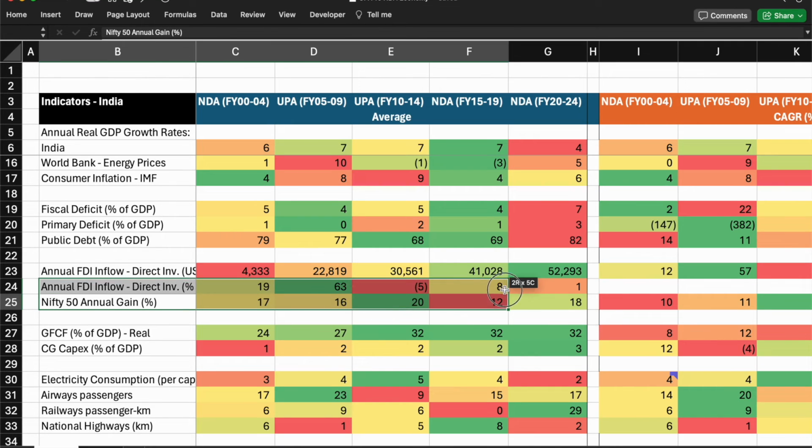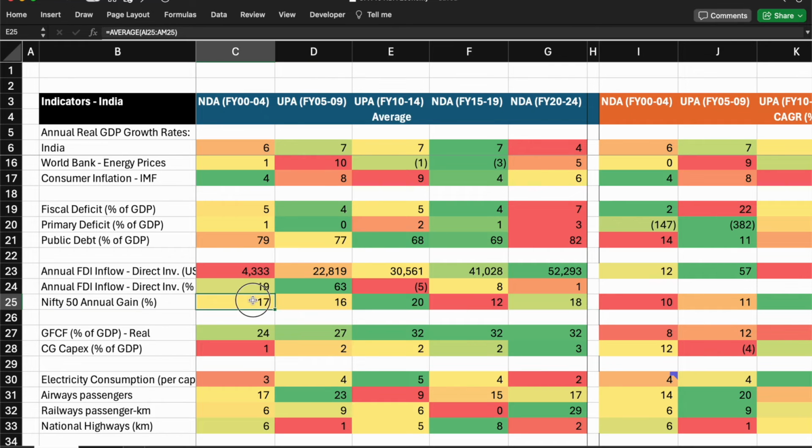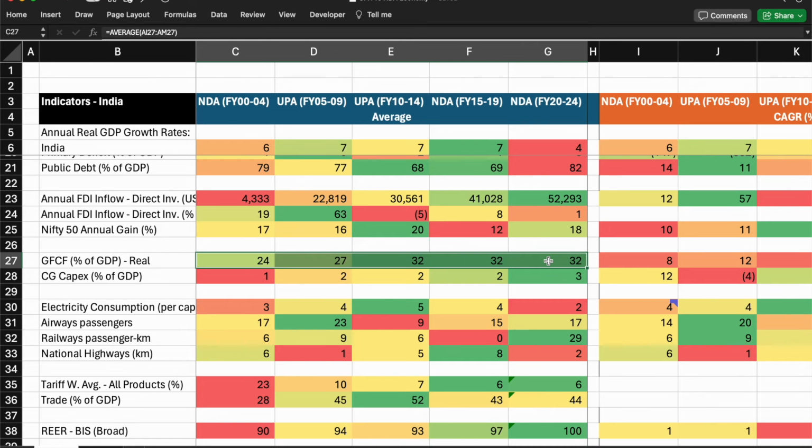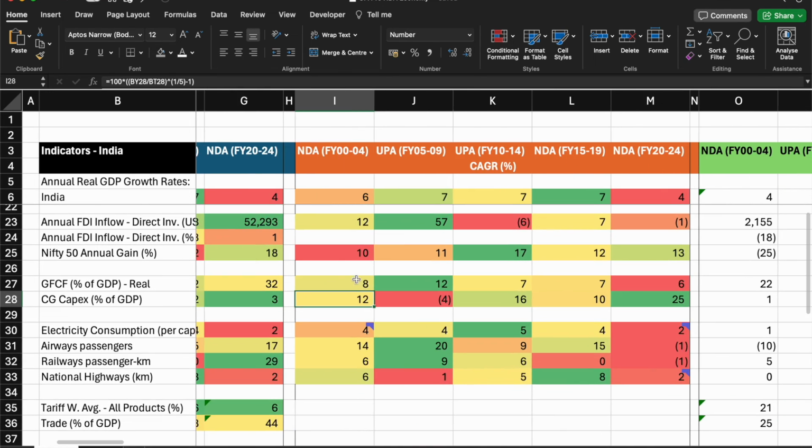Nifty annual gains. I've told you earlier that markets have been bullish on India for a lot of years now. Earlier also they were bullish. So you can see the Nifty gains. GFCF, the investment. All the governments have done a fairly good job, and we have improved in the last 20 years. In terms of CAGR, we can see that again in the first term of the UPA government, the GFCF improvement was quite higher than any other government.